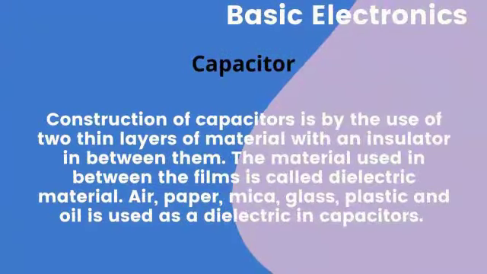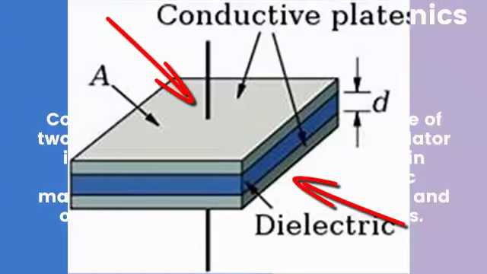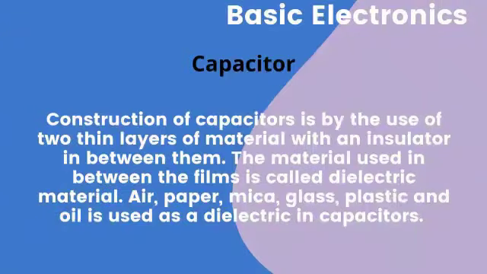Construction of capacitors is by the use of two thin layers of material with an insulator in between them. The material used in between the layers is called dielectric material. Air, paper, mica, glass, plastic and oil are used as dielectric in capacitors.